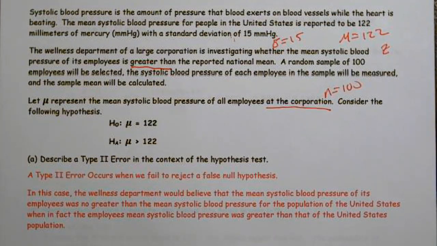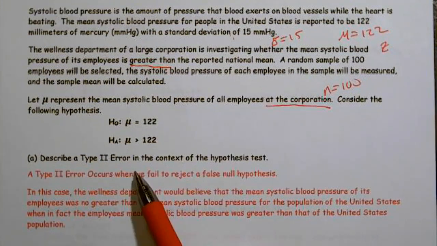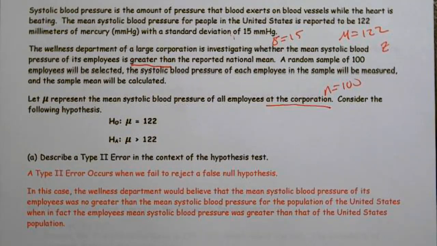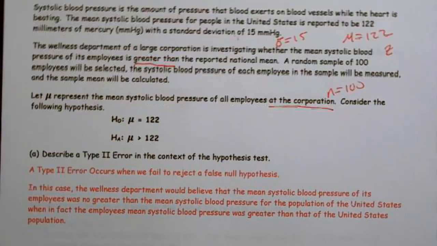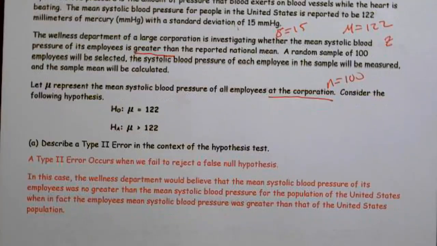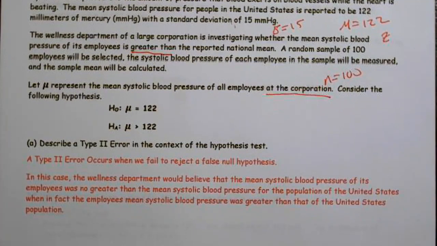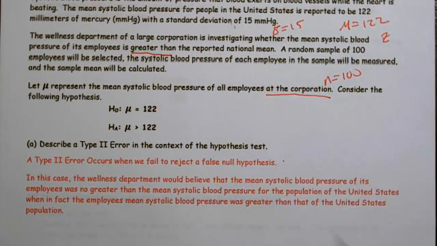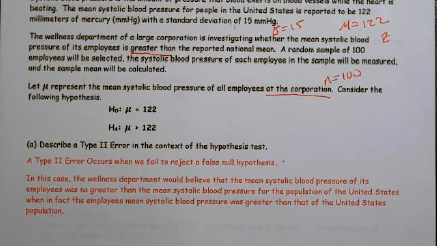The first part is describe a type 2 error in the context of this problem. Please remember when we're talking about errors, the very first thing you should do is give the definition to let the grader know what you're talking about. So a type 2 error occurs when we fail to reject a false null hypothesis. That's a definition. That's all well and good, but that will get you no points, but it lets the grader know that you know something about errors.